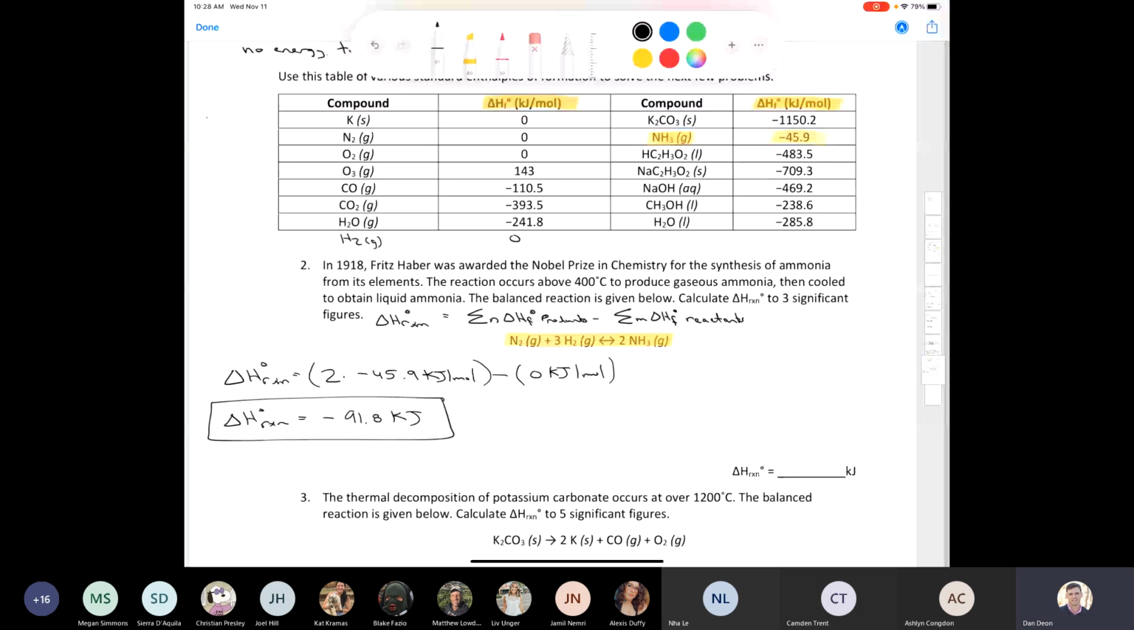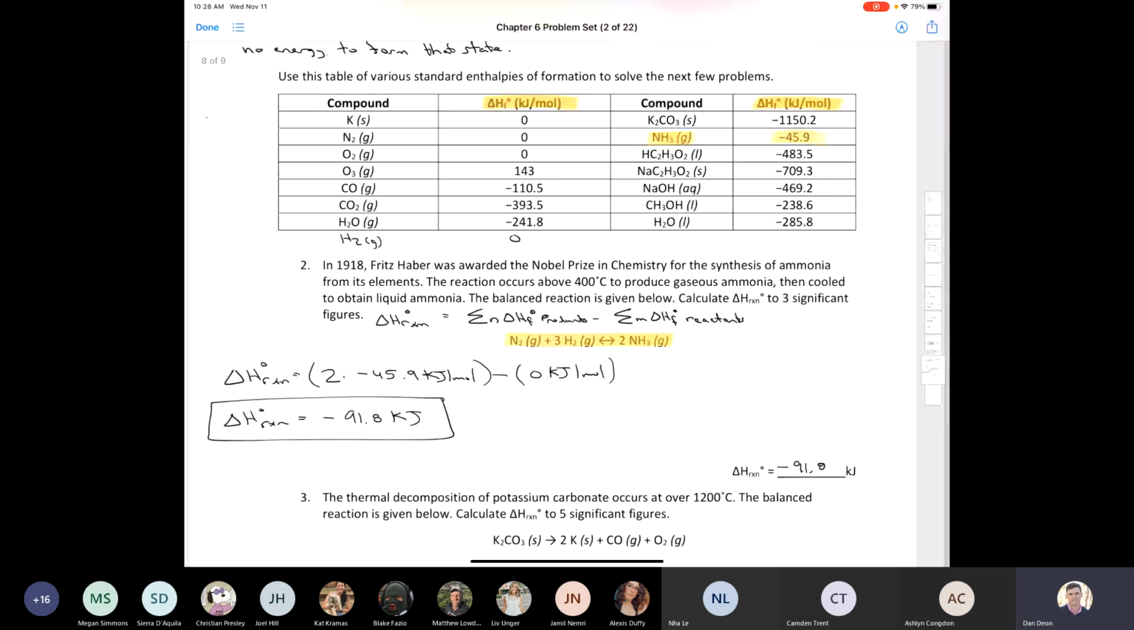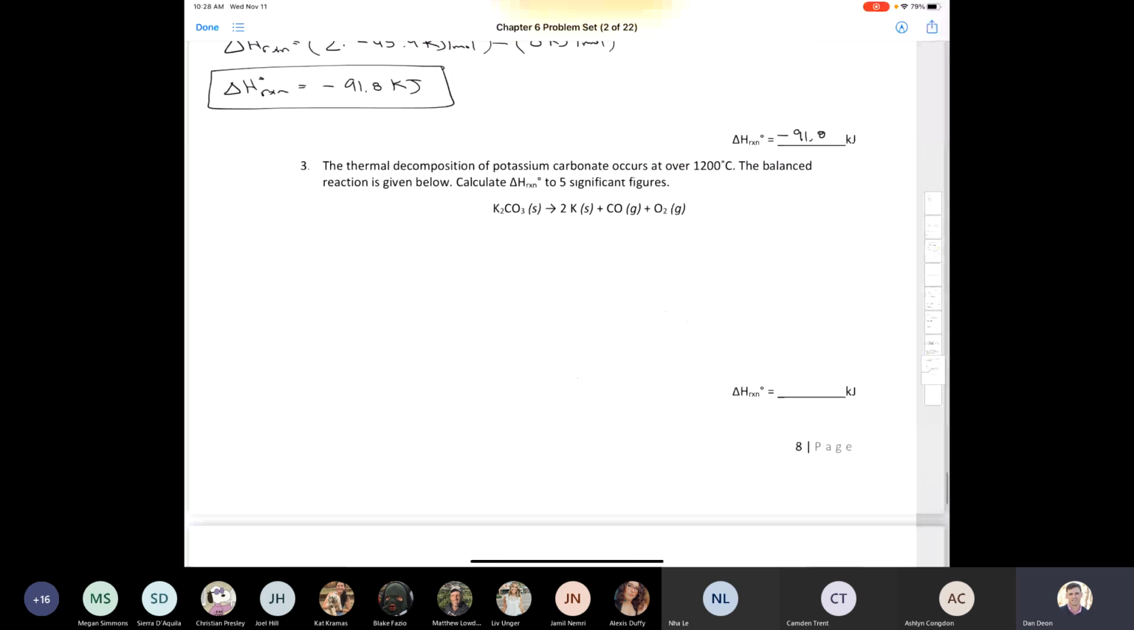Okay, let's try one more. Do one more problem in this vein, and that's question number 3. So it says here, the thermal decomposition of potassium carbonate occurs at over 1200 degrees Celsius. The balanced reaction is given to you right here, and it asks you to calculate delta H naught for this reaction. I'm going to set a timer for 2 minutes. I want you to take 2 minutes and try this one yourself, and then we'll reconvene.